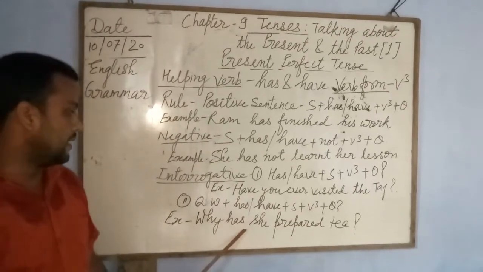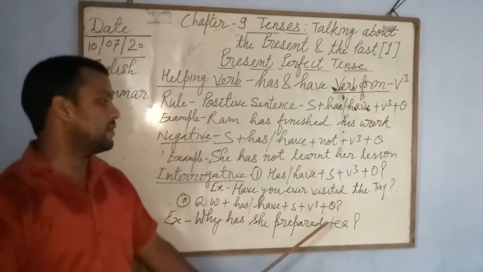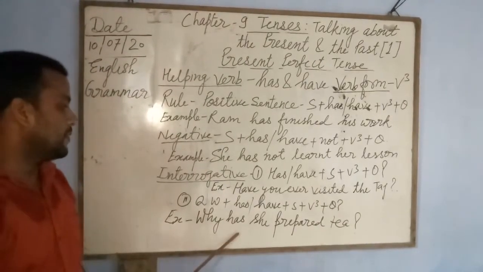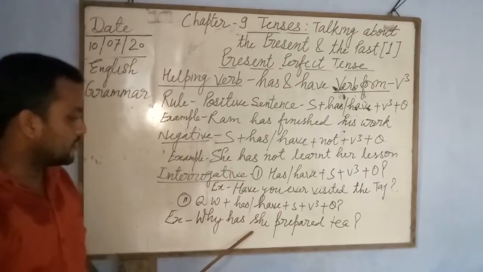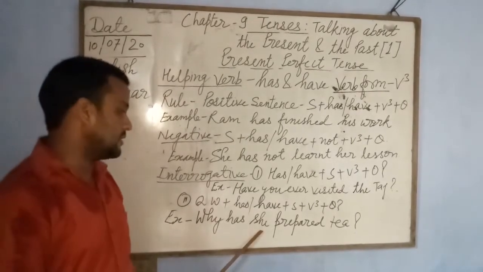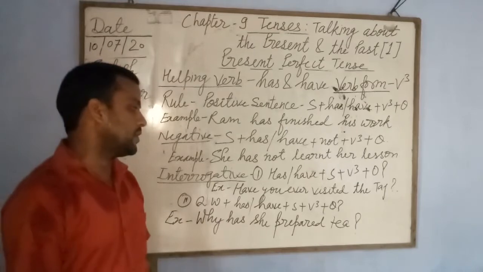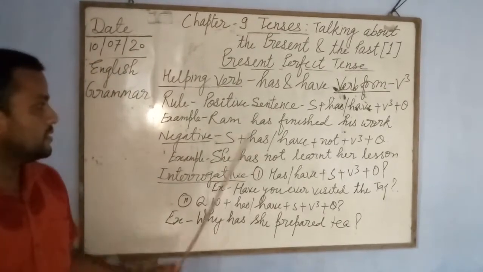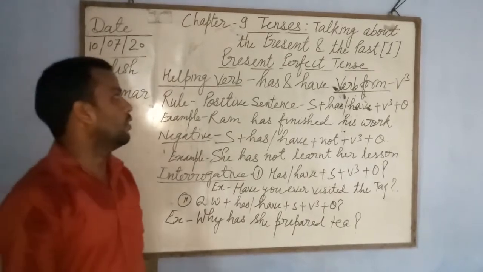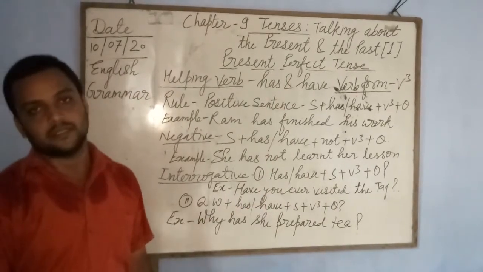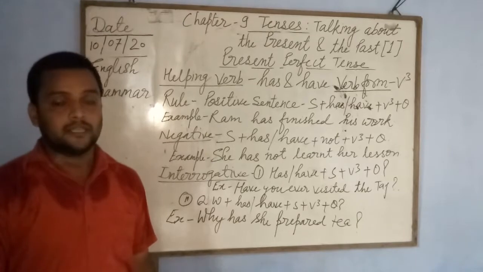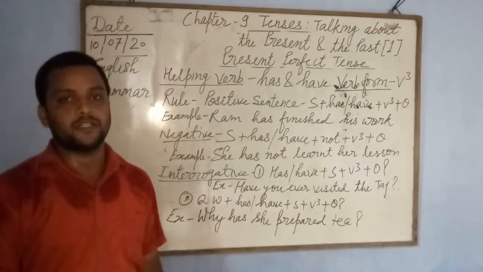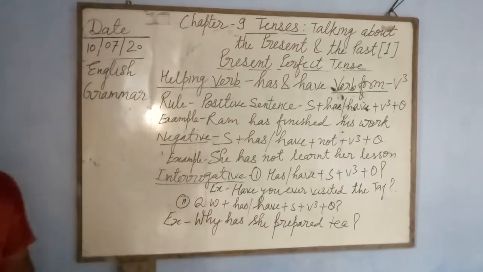Why has she prepared tea? Why is the question word. Has is the helping verb according to the subject, she, which is singular, then prepared, the verb third form, and then tea. Okay. These are the rules of present perfect tense. Dear student, revise the rules. If you have any problem, you may contact me.